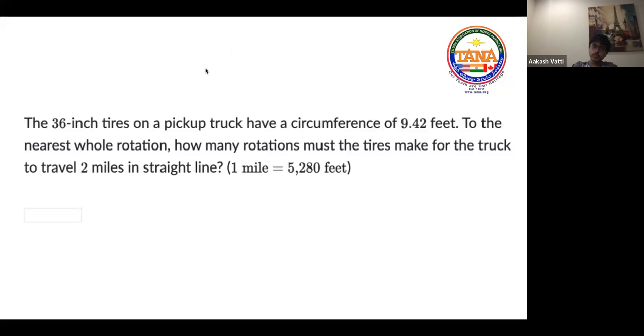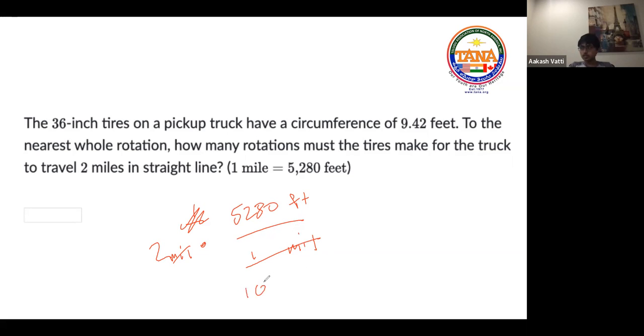All right, so for this question, you're given two ratios. So you have 1 mile is, no wait, what am I doing backwards? 5,280 feet for 1 mile. And you're traveling 2 miles in a straight direction. So cross these out. You have 2 times 5,280, so that is 10,560. And then you're also given the ratio 1 rotation for every 9.42 feet. It's 10,560 feet times that.